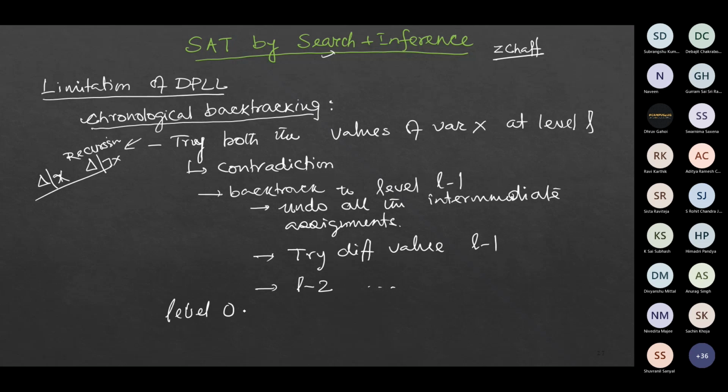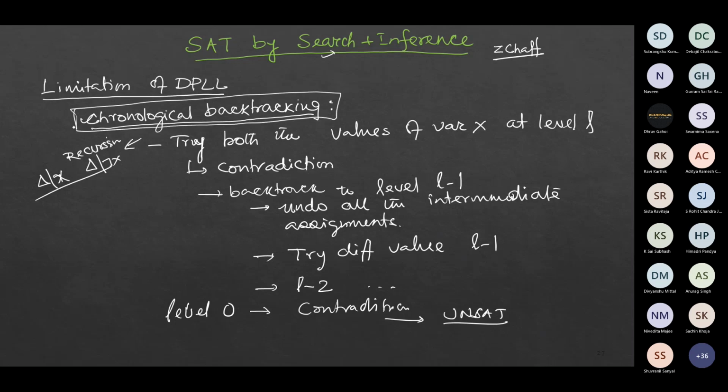And if we see that the other decision in level 0 gives you a contradiction, then you say your knowledge base is unsatisfiable or your knowledge base is inconsistent, right? So the point that we are trying to make here is that backtracking at level L is performed only after we have tried both the values at L plus 1. And that is really what we call chronological backtracking.